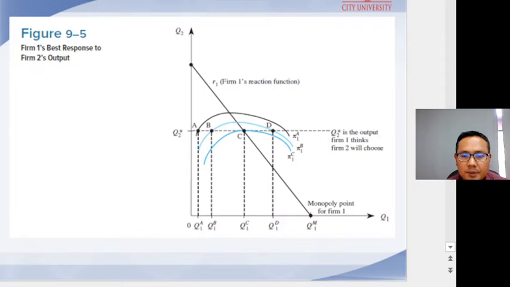To maximize profit, firm 1 pushes its isoprofit curve as far down as possible, as close as possible to the monopoly point, until it is just tangential to the given output of firm 2. This tangency occurs at point C in figure 9.5.